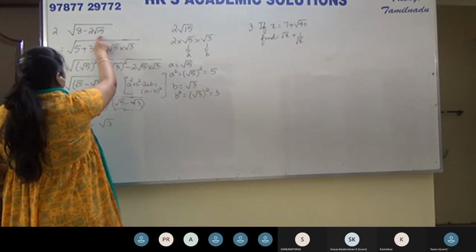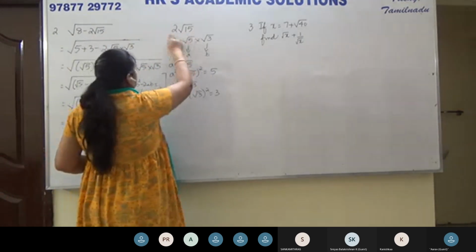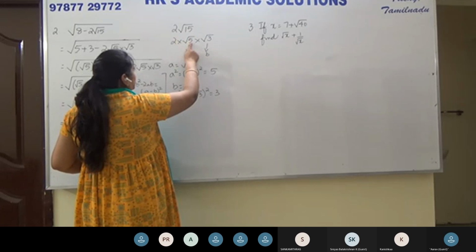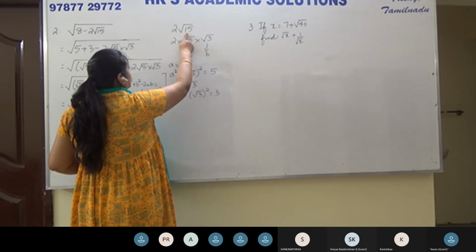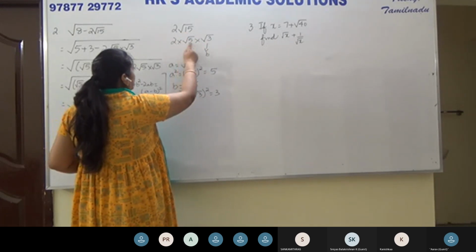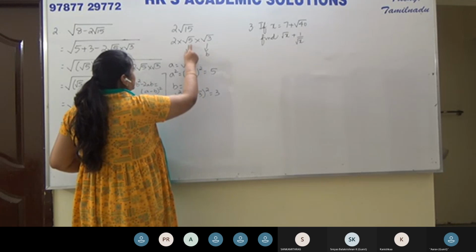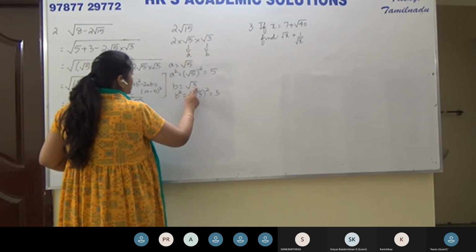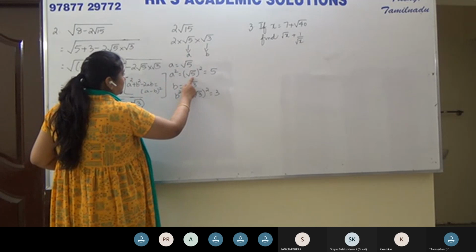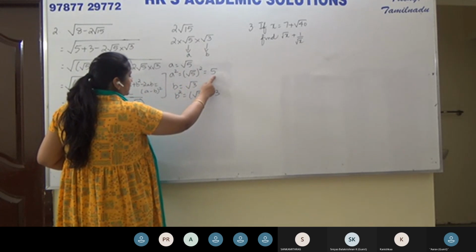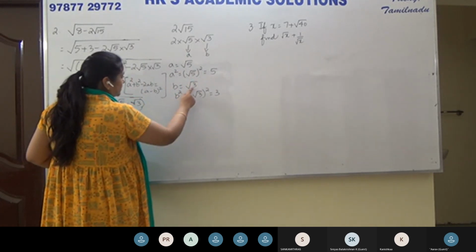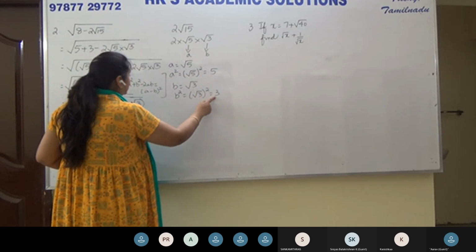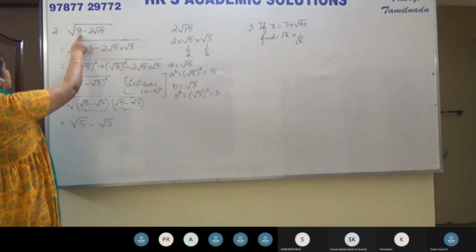So we first take up 2 root 15. We write 2 root 15 as 2 into root 5 into root 3, because root 5 into root 3 is root 15. And now when you read this as 2ab, we find that a is root 5 and b is root 3. So now a squared will be root 5 the whole square, which is 5. Similarly, b square will be root 3 the whole square, which is 3. And 5 plus 3 is 8. And that's what we have here.